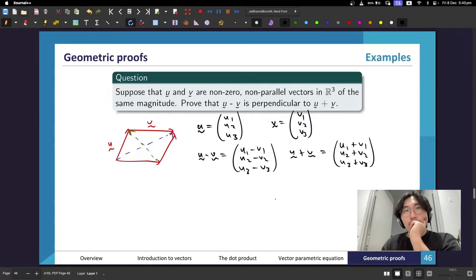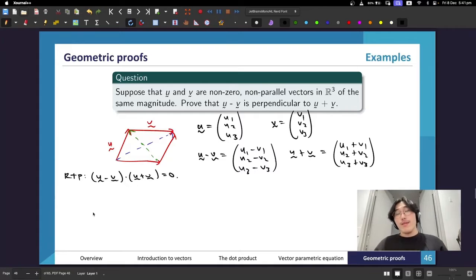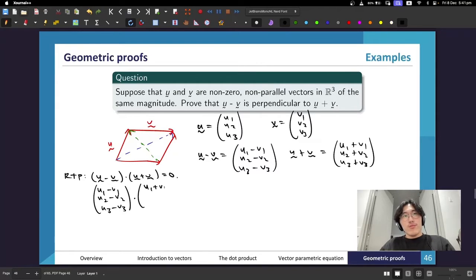Okay? Now, if these are perpendicular, then we are required to prove that u minus v dot product with u plus v equals 0. That's what we have to prove. In fact, that's probably something you want to put at the top of a proof. So let's do that. So u1 minus v1, u2 minus v2, u3 minus v3, dot u1 plus v1, u2 plus v2, u3 plus v3.